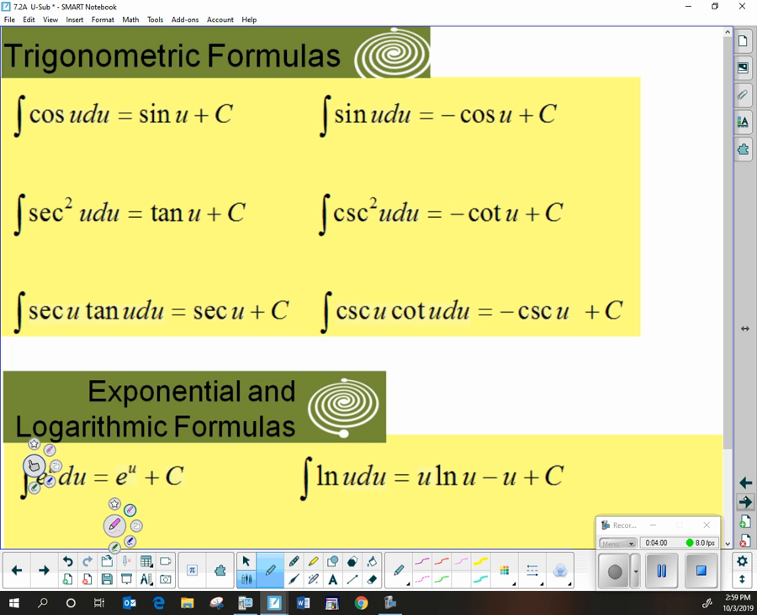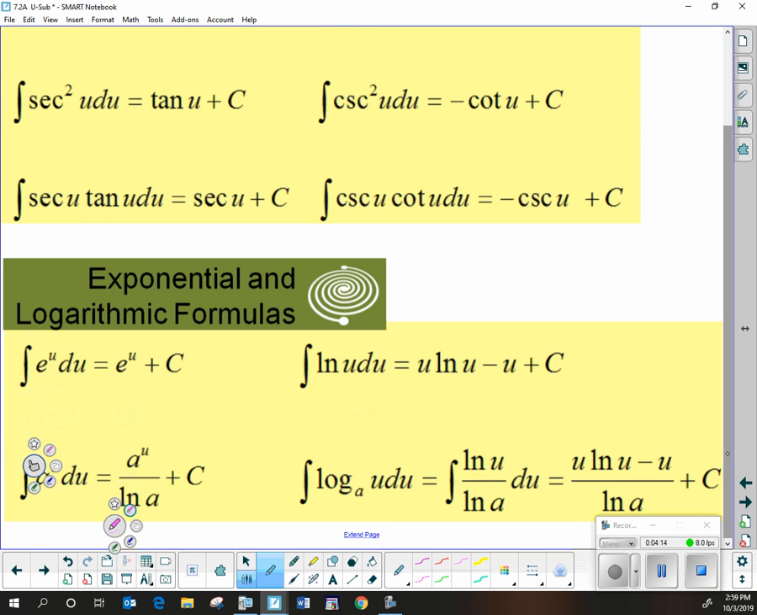For your reference, I've got the trig formulas, all their integrals are listed. And then we've got the logarithmic and exponential formulas down below, just to bring those back to your memory bank. The a to the u one, it's a to the u over, we have to have that correcting factor of natural log a as a divisor. And when it's log of a different base, it becomes natural log u over natural log a.